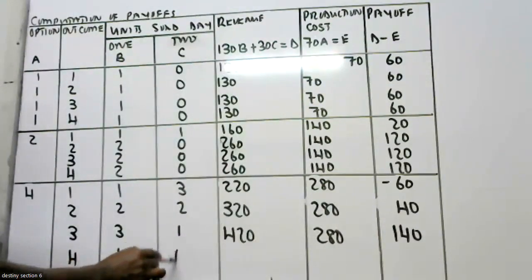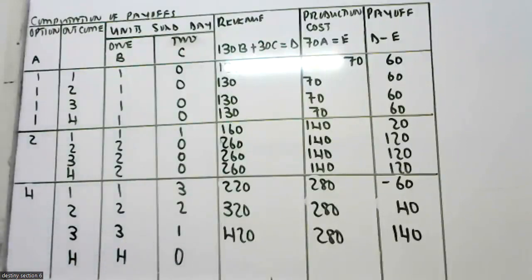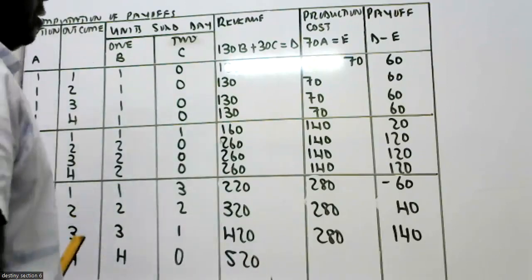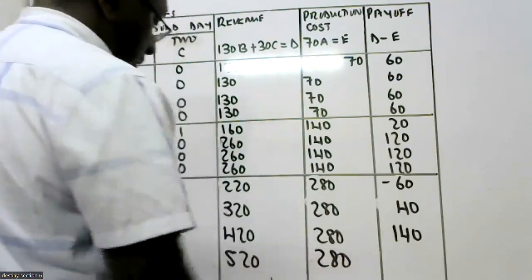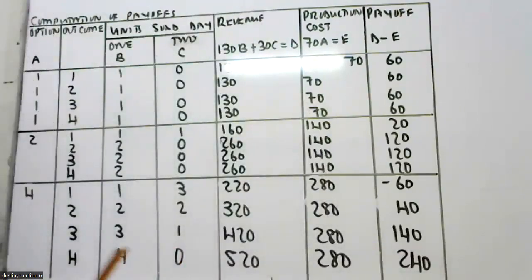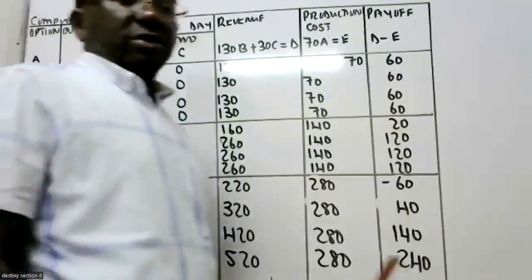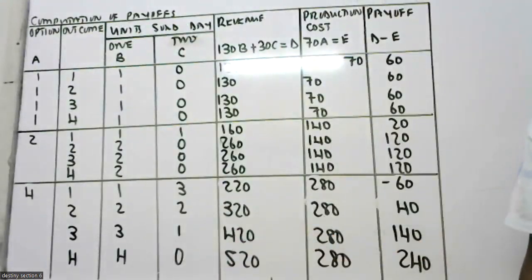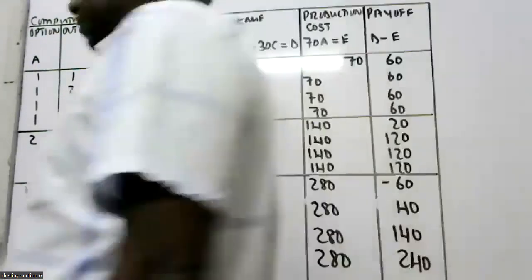Then you have 4 here. You sell 4, so there is nothing that remains. So 4 times 130 is 520. Now the production cost is still 280, so that gives us 240. That is the one thing that is required for you to get those answers. Most of your questions will give you these figures already computed, but in case they want you to compute, that is how we go about the computation.